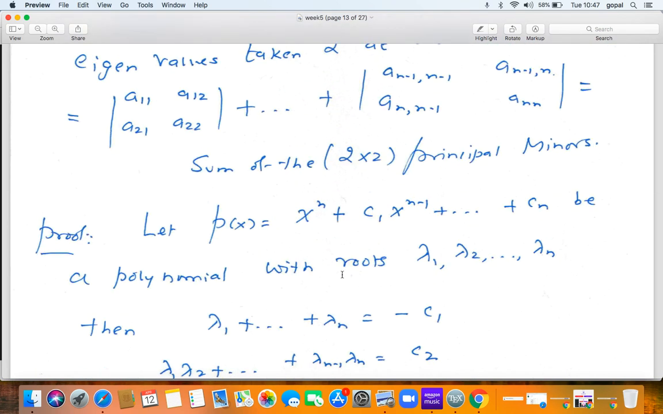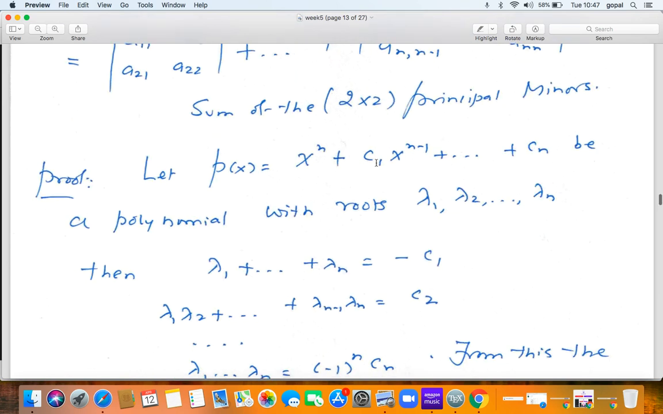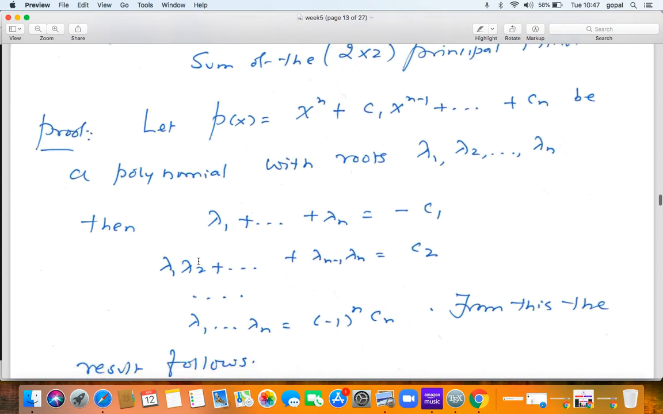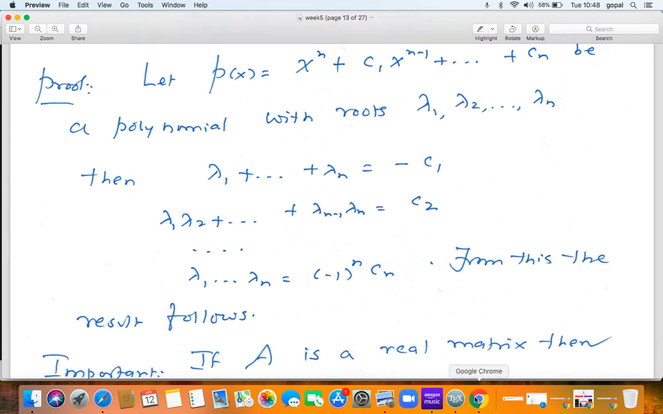Okay. So let P be a polynomial of degree n, and let the roots be lambda 1, lambda 2, ..., lambda n. Then the sum of the roots is minus c1. The sum of the products of the roots taken two at a time is c2. The sum of the products of the roots taken three at a time is minus c3, etc. And so that's how we get it. From the characteristic equation, we know c1, c2, ..., cn, and then the result follows.